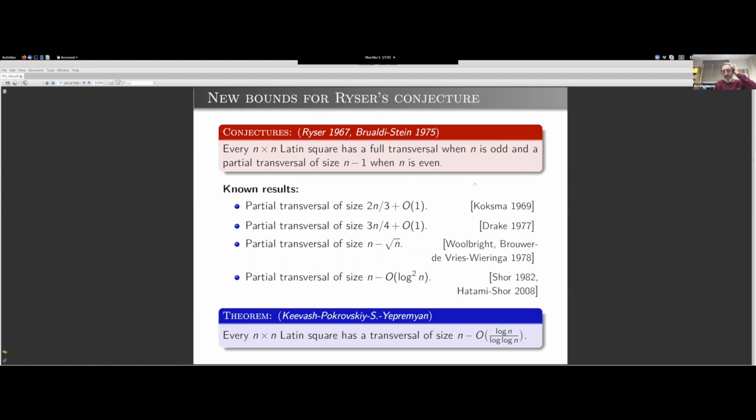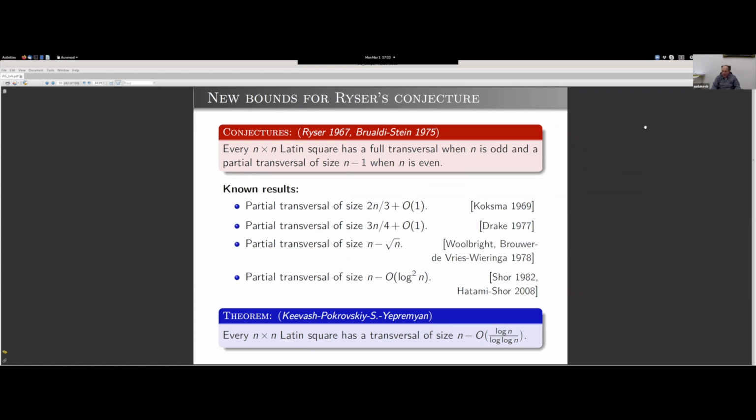I want to say that our proof is very different from that of Shor and Hatami-Shor. It provides a reasonably general framework to attack not only Ryser's conjecture, but several related problems as well. And I want to talk a little bit about these problems. By the way, needless to say, please stop me and ask me questions if you have any.